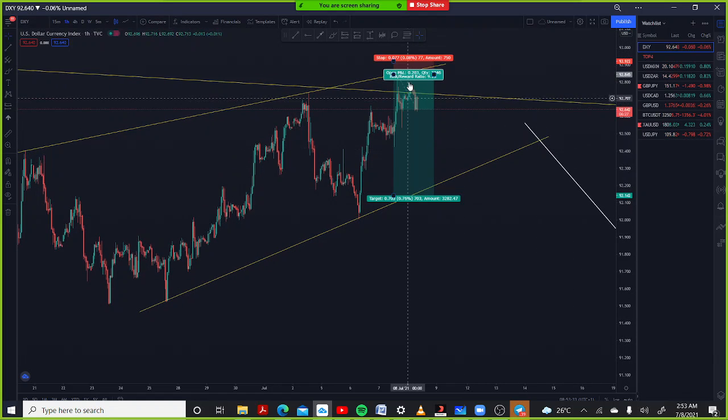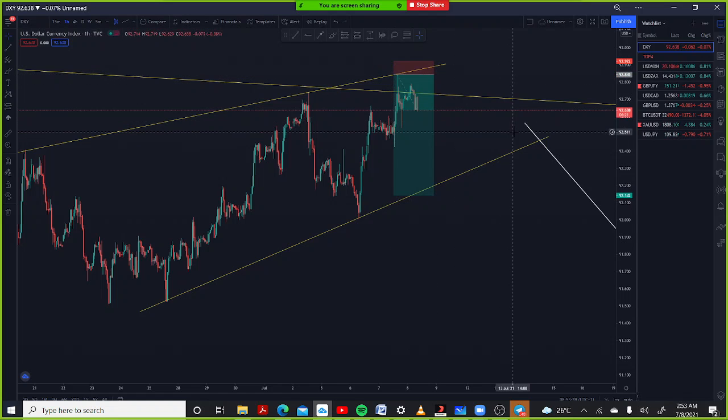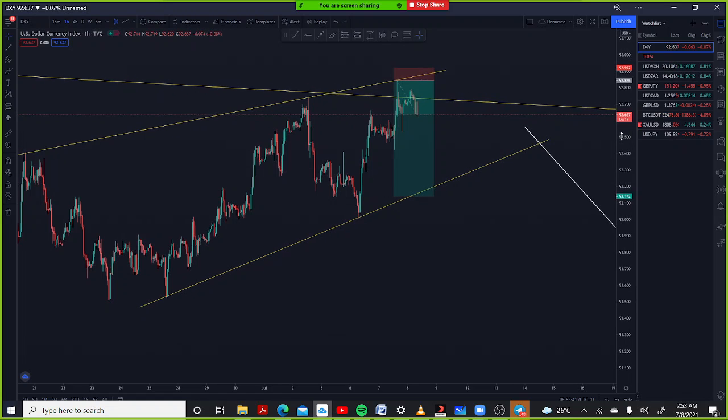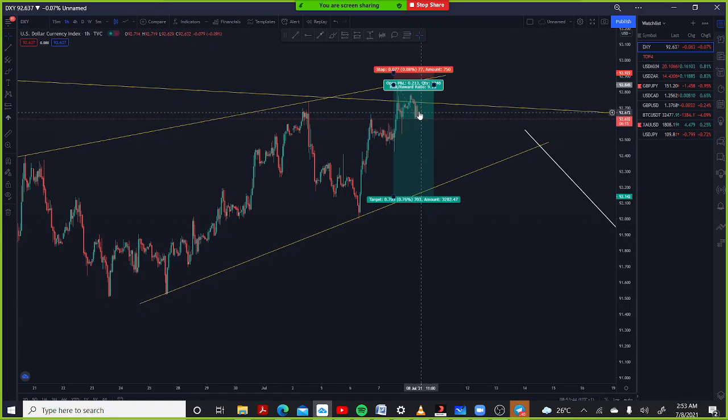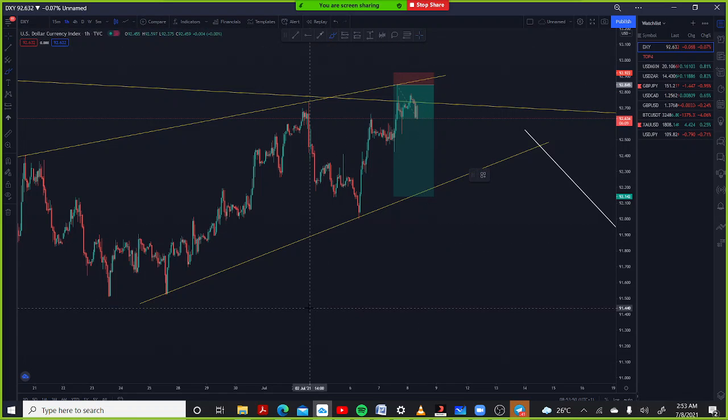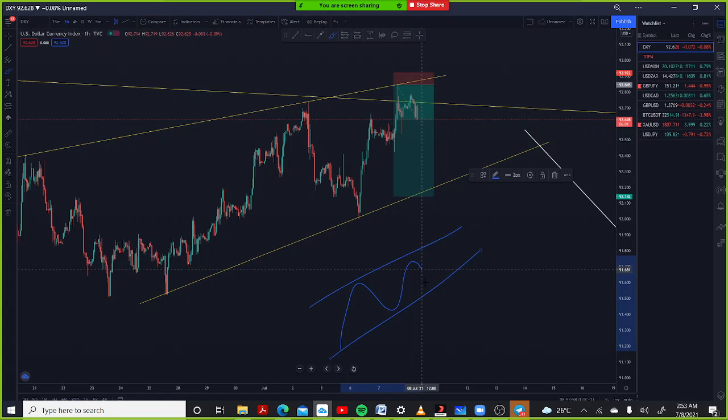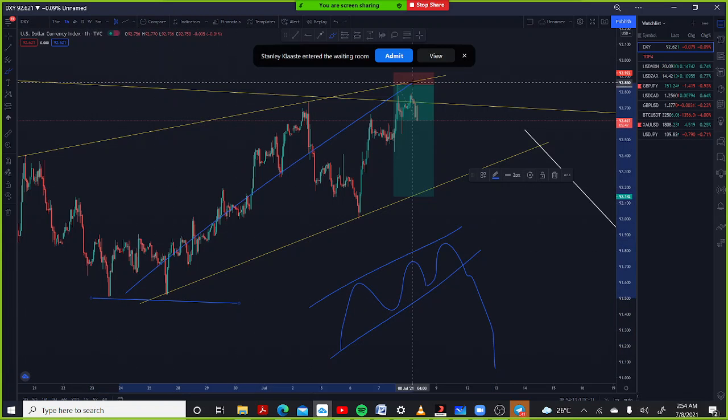We want to look for our first entry here, and our second entry. This hasn't given us a re-entry yet, but most times this is what the pattern looks like: first touch, the second touch, and the third touch, then most times it reverses up to 80% of this whole move from here to here.